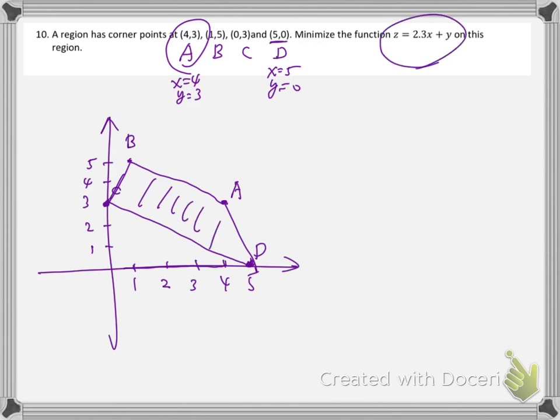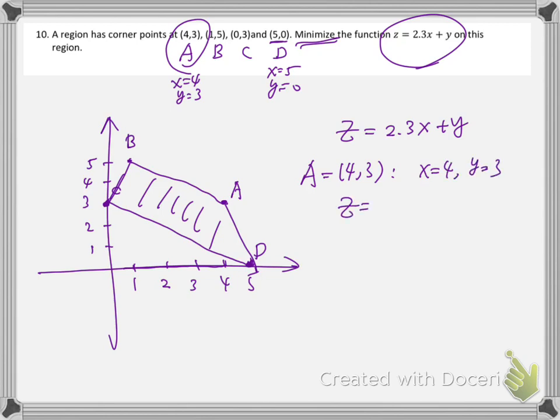First we need a picture. Now what is the function z we want to maximize or minimize? This question is minimize, we want the smallest. z is 2.3x plus y. Look at point A, which is 4, 3, so x is 4, y is 3. z is 2.3 times 4 plus 3, so this is 12.2.